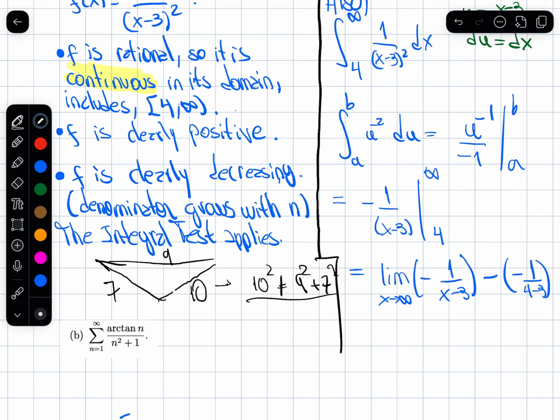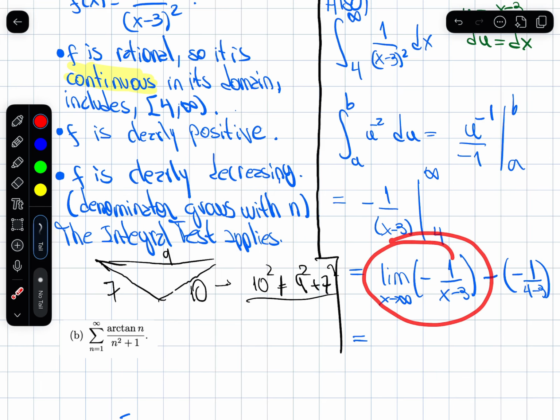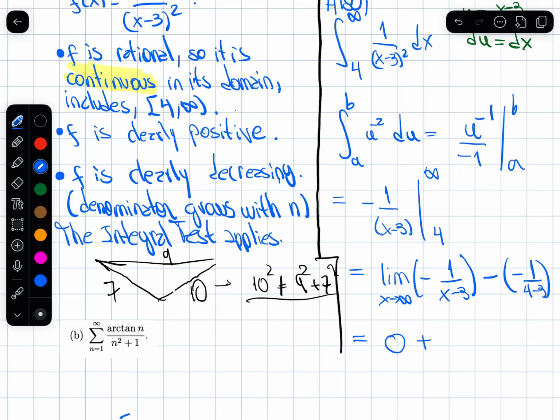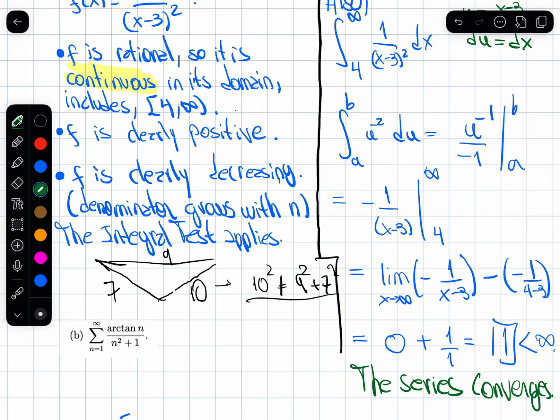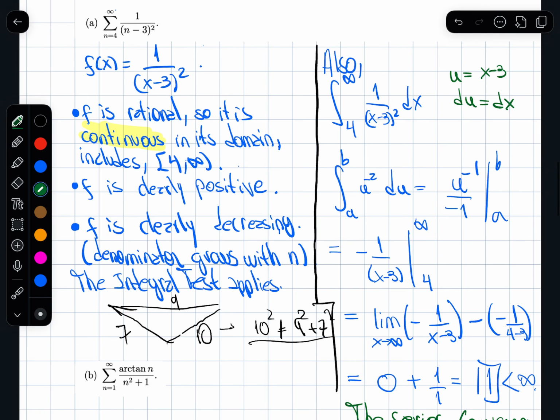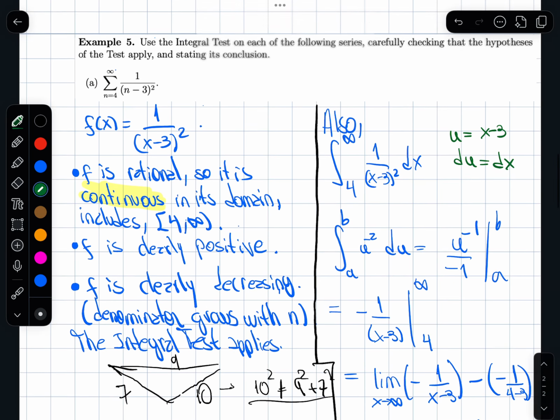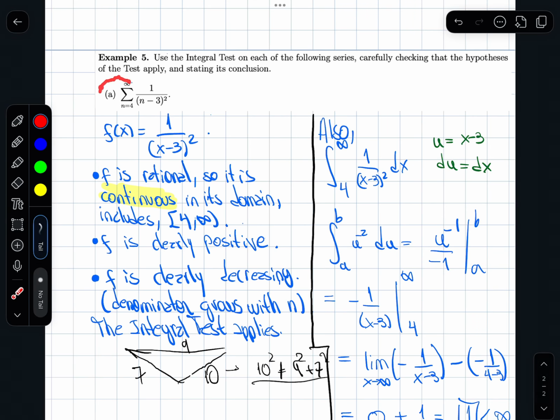So what will I say? As I calculate this limit, this is going to be 1 over infinity, so it's going to be 0, plus 1 over 1. So it's 1. It's a finite number. So that means finally that the series converges, because that's not infinity. As long as I got something that is not infinity, I can conclude for sure. Not this one, but this guy here converges.